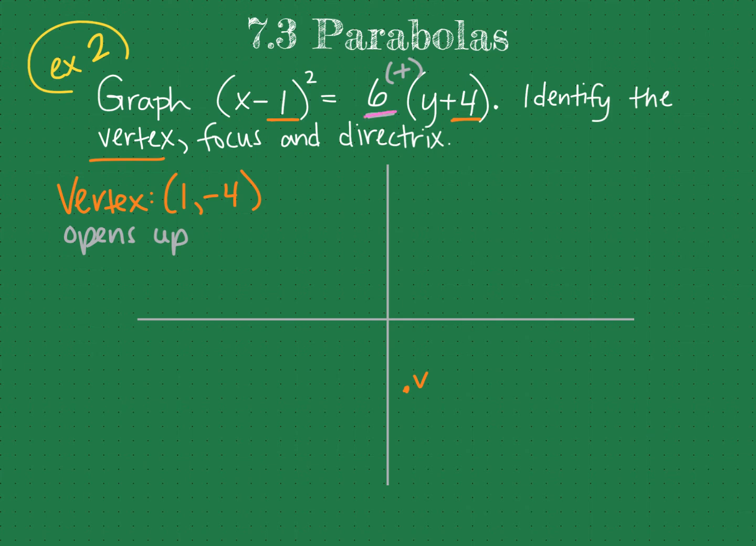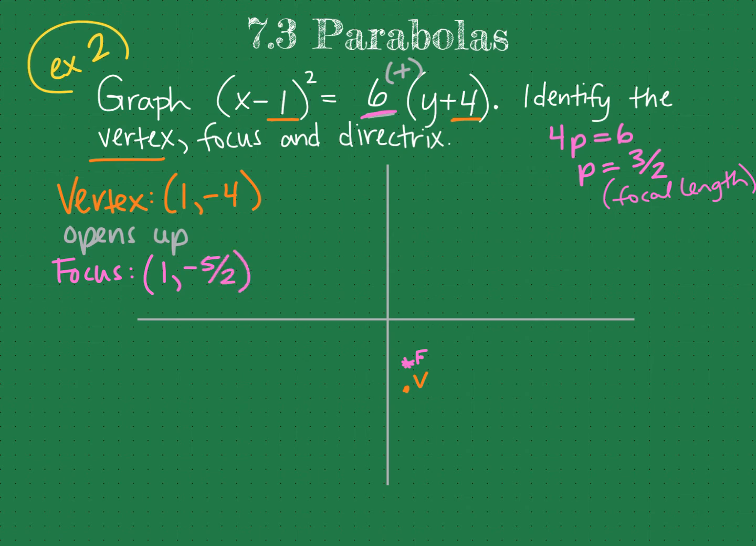In order to find the focal length, we take a look at our 6, because we know that that's 4p, and the focal length is p. So 4p equals 6 in this case. So p is 6 over 4, which is 3 over 2. So p is 3 over 2, which is 1.5 units. So since our focal length is 1.5, we can count 1.5 units up to find the focus. So our focus is 1.5 units above the vertex in this case. So it has the same x-coordinate of 1, but the y-coordinate is 1.5 units higher than -4. So it's going to be -2.5, or you can write it as -5 over 2.